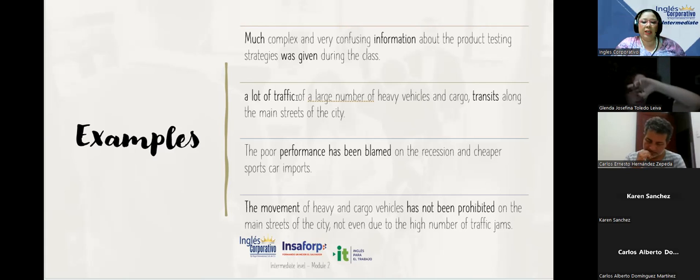A lot of traffic of large number of heavy vehicles and cargo transits along the main streets of the city. ¿Por qué usamos una forma singular del verbo acá?